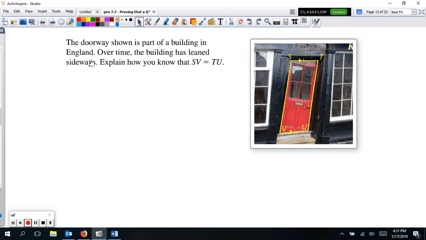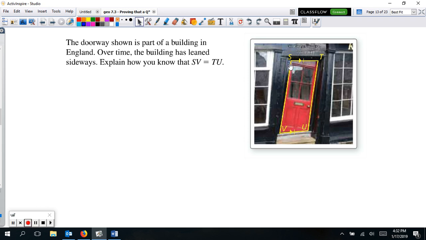Here's another one from the book. The doorway shown is part of a building in England. Over time, the building has leaned sideways. Explain how you know that SV is equal to TU. If you look at the diagram, it's showing that ST and down here VU are both parallel and congruent.